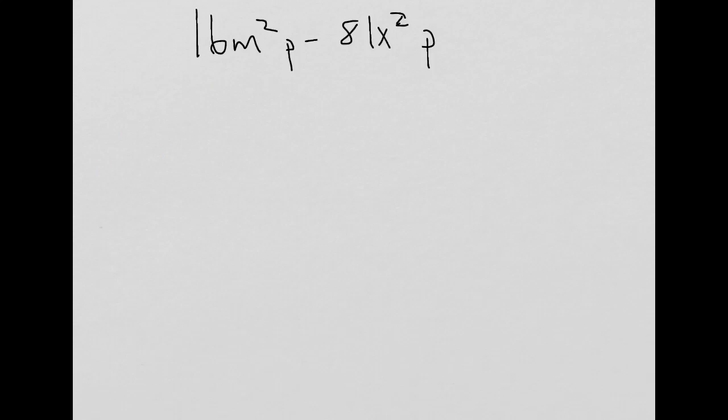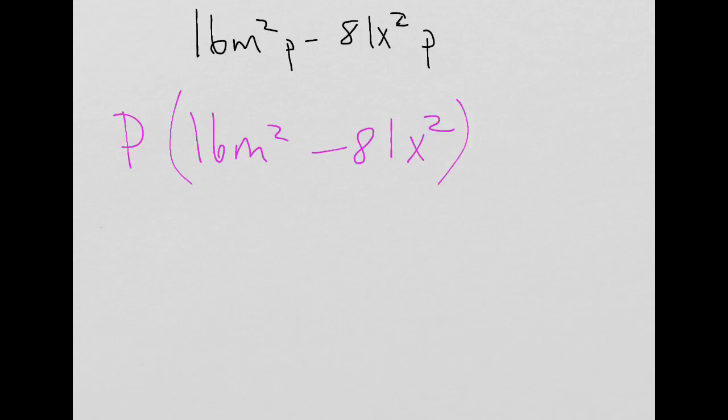So I can pull a p out of the problem. All right, that's going to leave me with 16m squared minus 81x squared. We see this a lot in math, and I want you to be able to recognize this by the end of the year. If you see something like this, you should recognize how it factors. That's one reason I put that formula on your Stuff You Must Know code sheet.